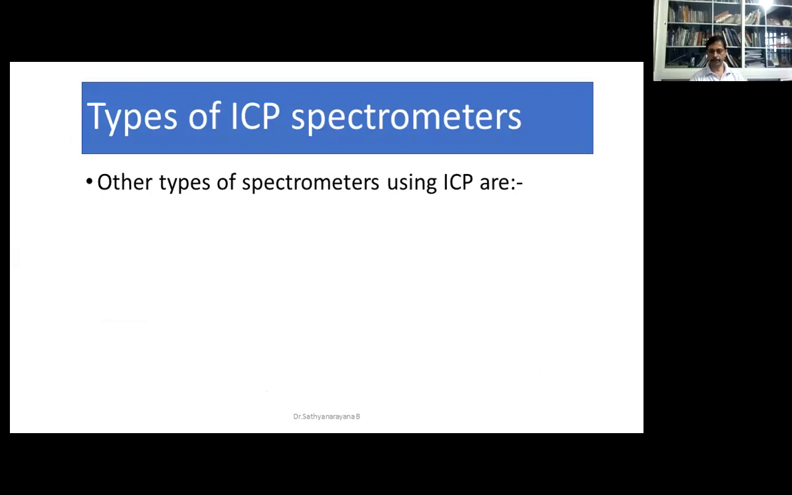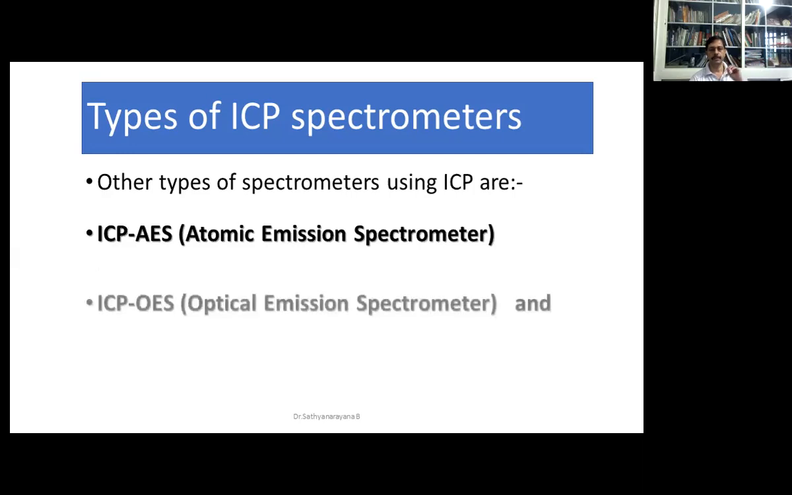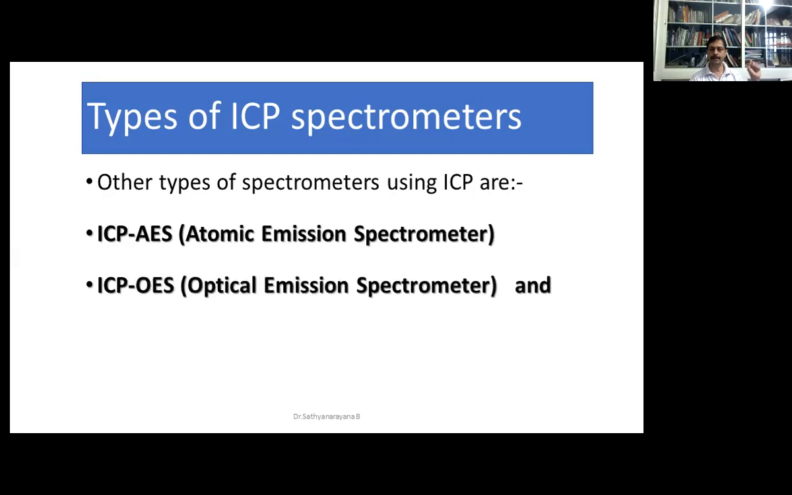There are spectrometers used in ICP, and among them three are more important. ICP AES, that is inductively coupled plasma atomic emission spectrometer. ICP OES, inductively coupled plasma optical emission spectrometer, and a type of mass spectrometer. We can say an advanced type of mass spectrometer coupled with inductively coupled plasma, that is MC-ICP-MS, or multi-collector type of inductively coupled plasma mass spectrometer.